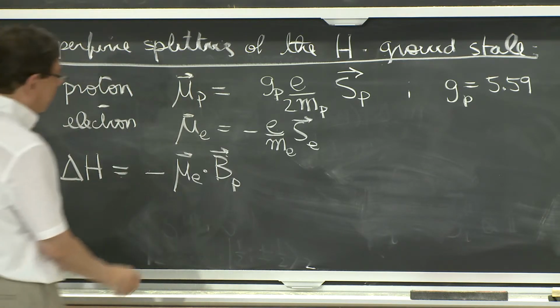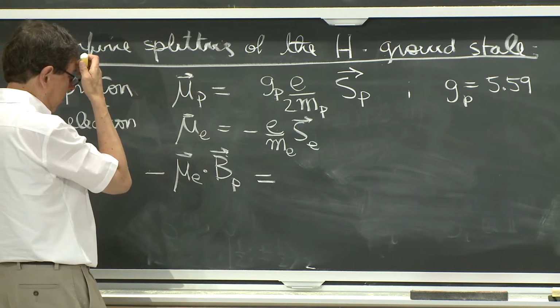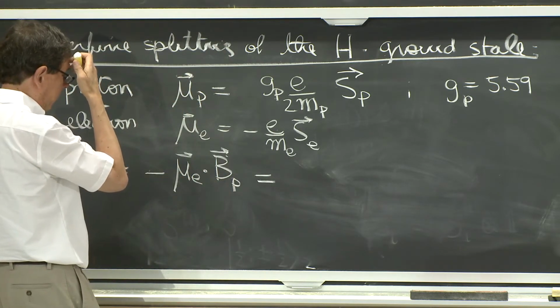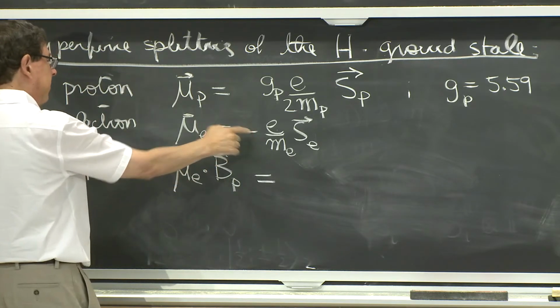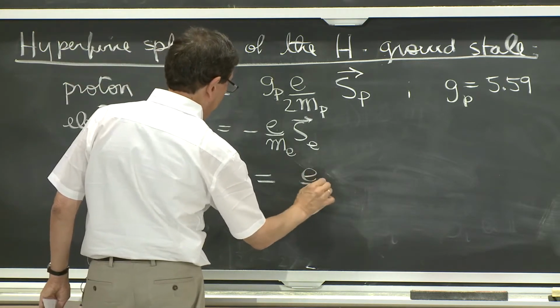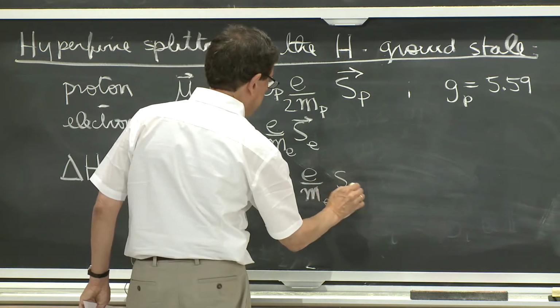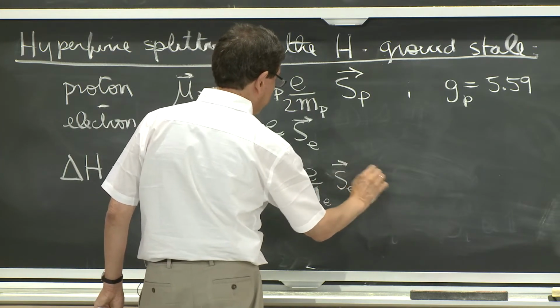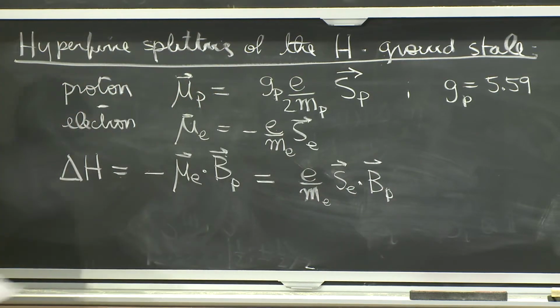So that is the magnetic field at the electron due to the proton. Now, since we have the magnetic dipole, over here we have e over m_e, S_e dot B of the proton. So this is the equality we're going to have to consider.